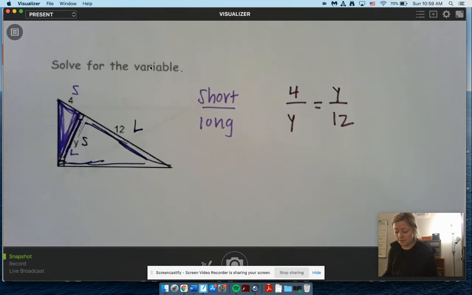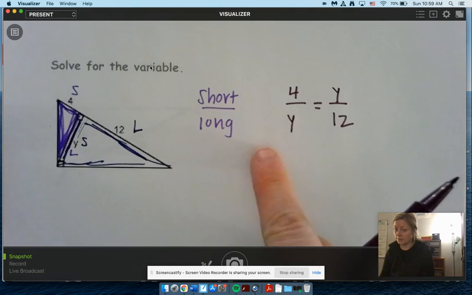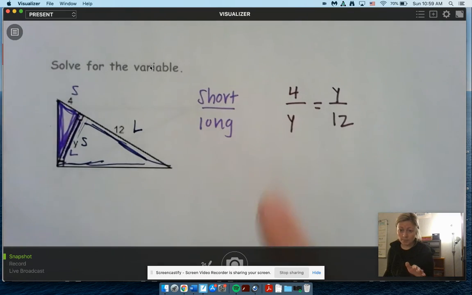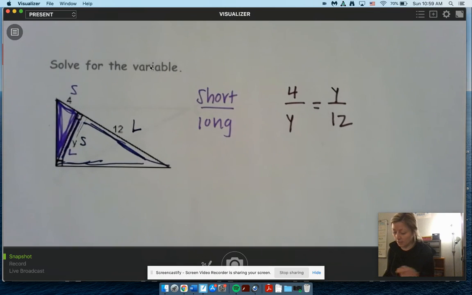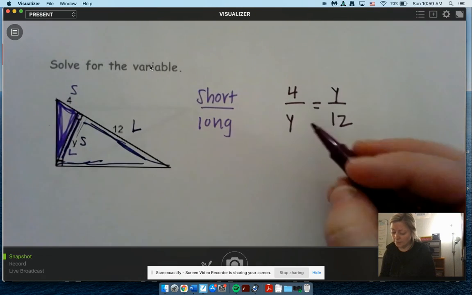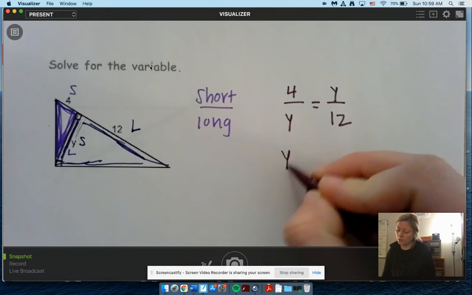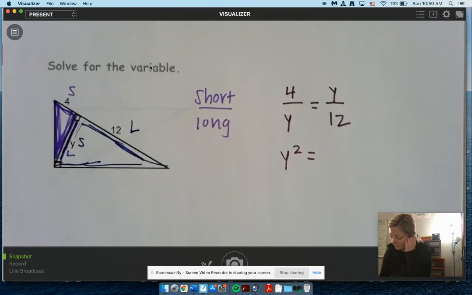Okay, now again, kids, if you don't get something times itself, either the same number or the same variable, you messed up. I don't mean that in a mean way, but that's just a good way to check yourself. So check yourself. I'm taking y times y, so I know I must have done something right. So we're going to have y times y, which is y squared. 4 times 12 is 48.